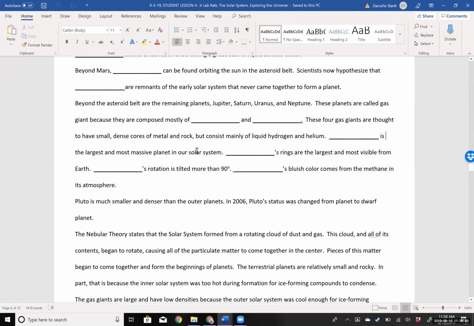Where did it go? Blank is the most massive in our solar system. Blank's rings are the largest and most visible from Earth. Blank's rotation is tilted more than 90 degrees, and blank's bluish color comes from methane in the atmosphere. Okay, so what you need to know is which of these gas giants is the biggest, which has rings visible from Earth, which is tilted, and which is bluish. And you can look those up if you don't already know them. That would help you get the answers.